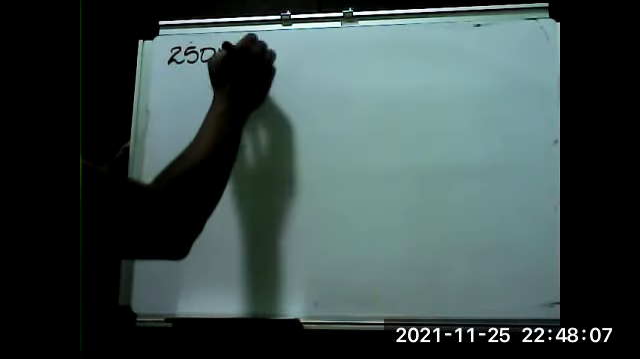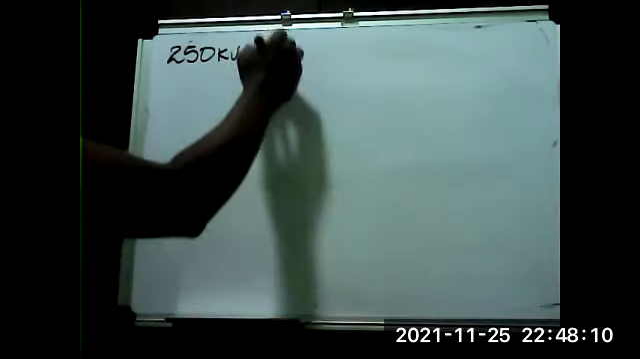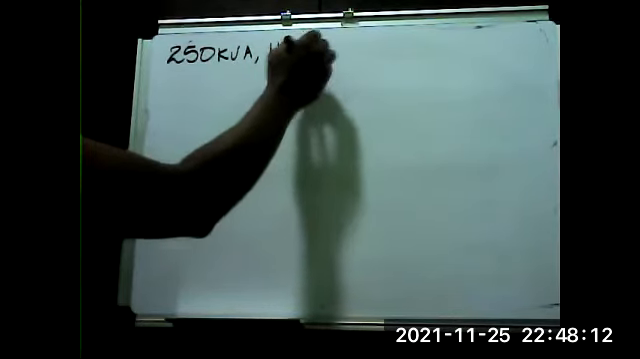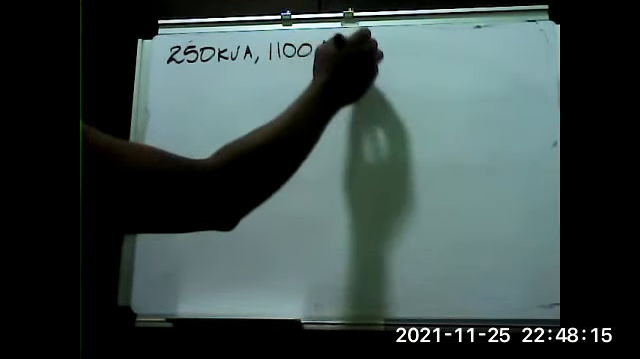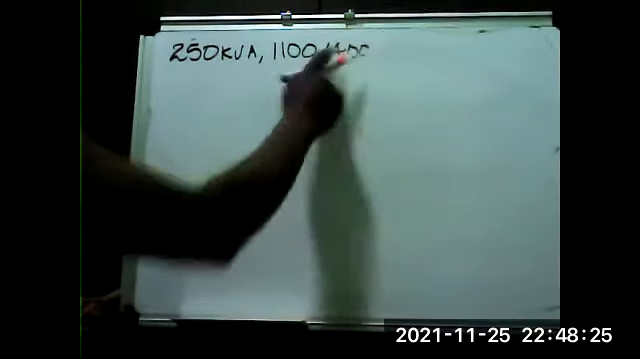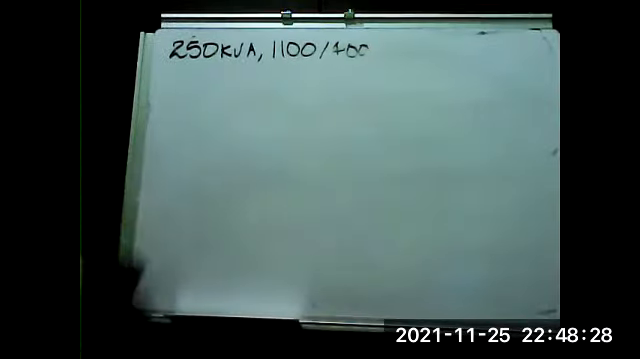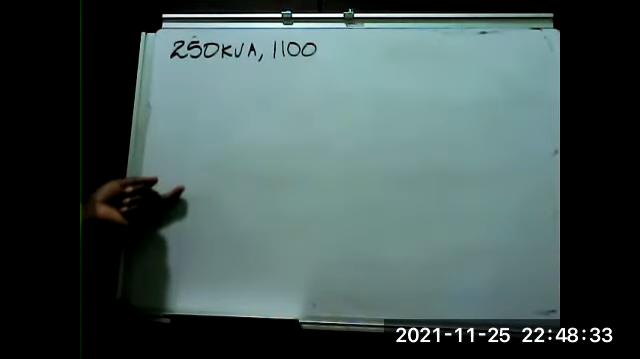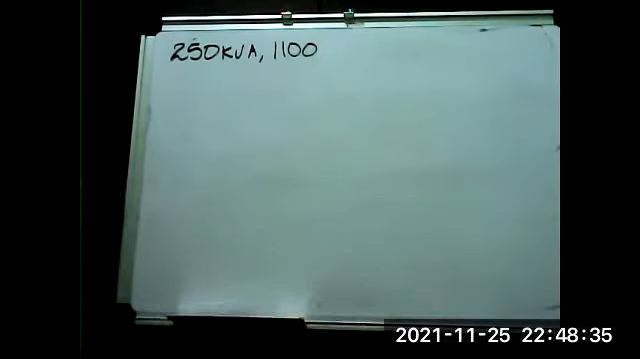A 250 kVA transformer, 1,100 volts divided by 415 volts. 415, not 400. Is it 1,100 or 11,000? No, it's 1,100. The man who was writing was dozing. It's supposed to be 11,000. This is 11 kV.